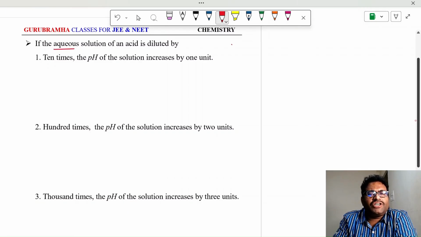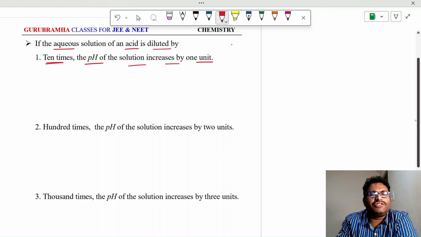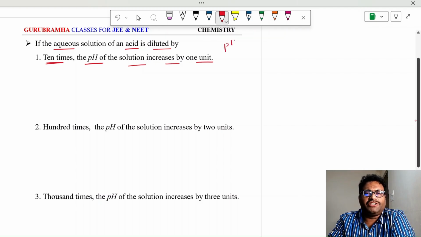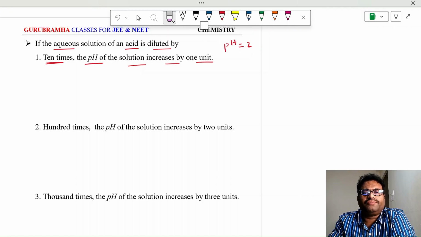If an aqueous solution of an acid is diluted by 10 times, the pH of the solution increases by 1 unit. So, if the aqueous solution of acid is diluted by 10 times, let us take the pH of a solution is equal to 2. pH is equal to 2.